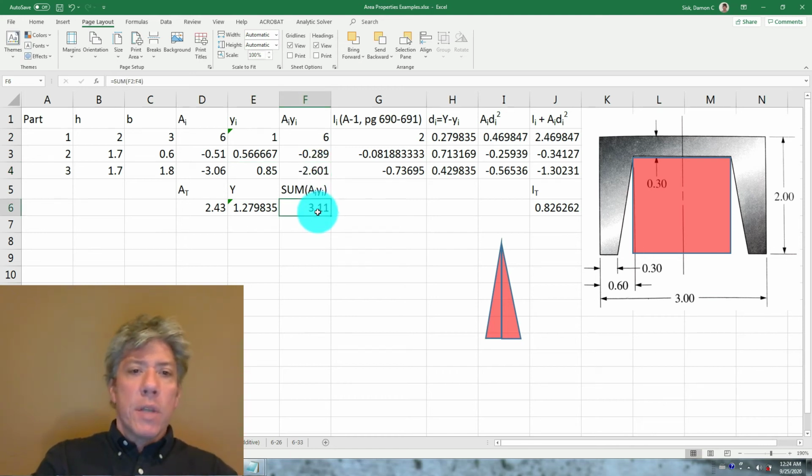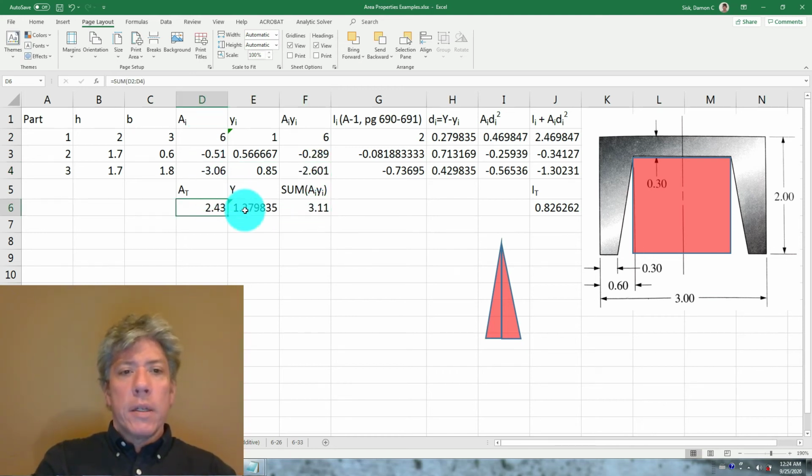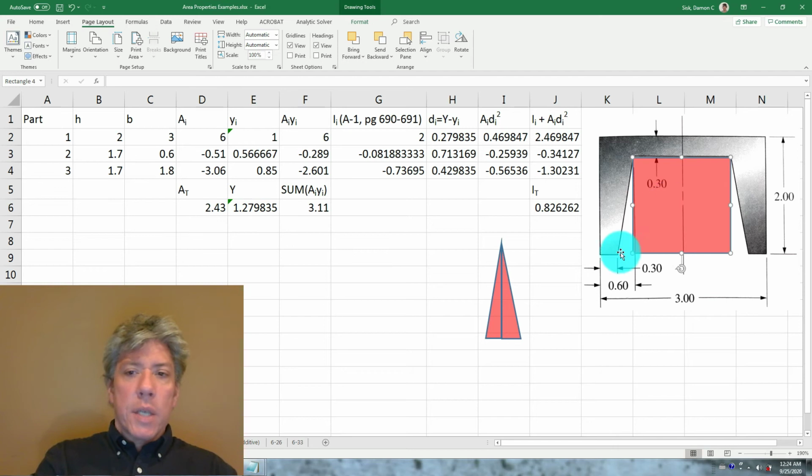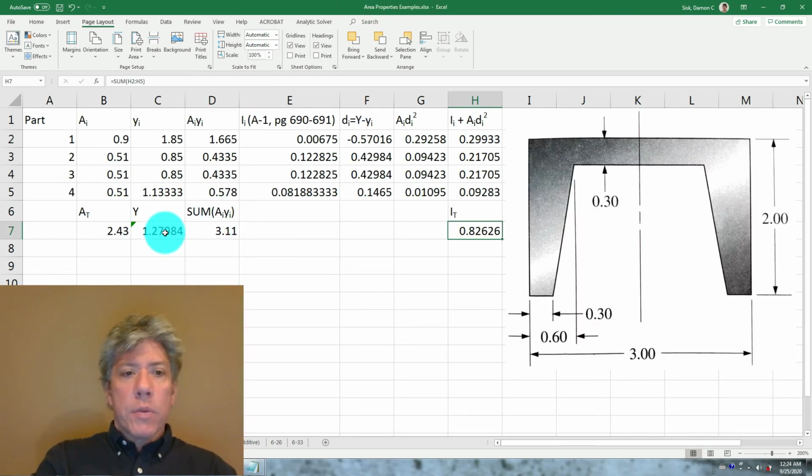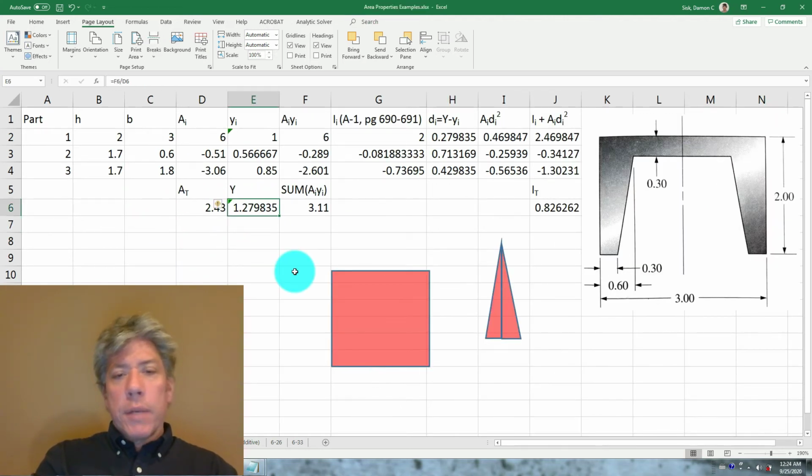Once we've got the sum of the AiYis and the total area, we can calculate the ratio of the two to come up with the centroid. And you'll notice this is the exact same centroid we had before when I used 4 areas. It's 1.28, right? 1.28.